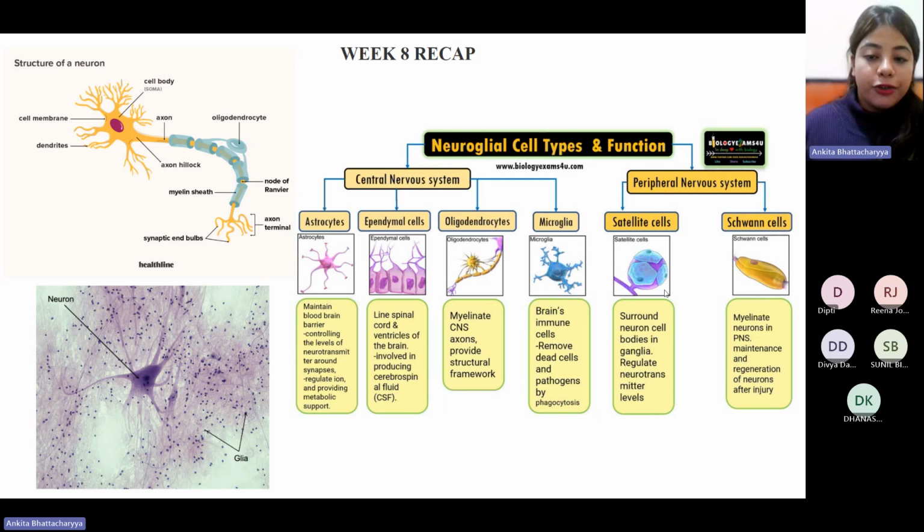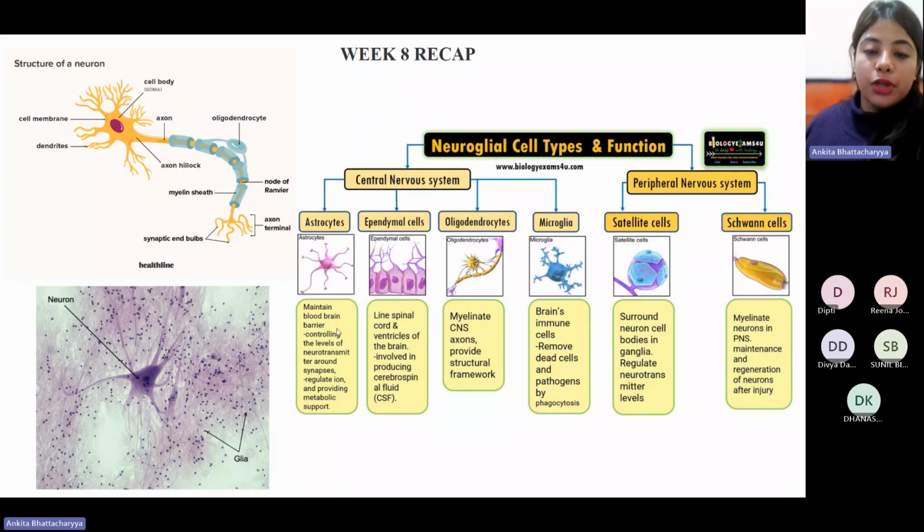Then come the oligodendrocytes, which we saw in the neuron diagram as well. They are responsible for myelination of the CNS neurons, and they also provide the structural framework for the neuron axon. And finally, there is the microglia, which are the immune cells of the brain, and they are responsible for removing cell debris and pathogens by the process of phagocytosis.